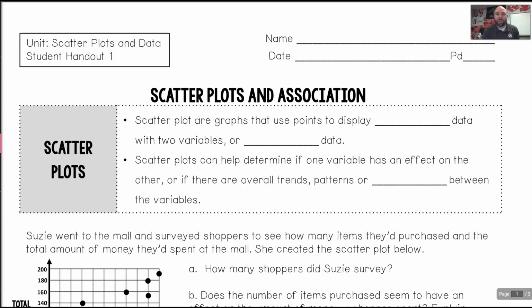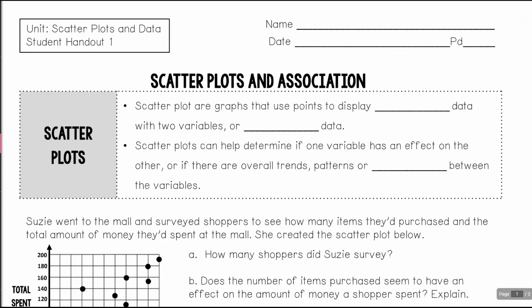The idea is to take the notes for today over scatter plots and association, so looking at some data analysis with this unit, and then work on your worksheet for your homework, your assignment. So take the time here to go through these notes with me, the first page of your packet, and then you'll have whatever time's left after that to work on your homework assignment.